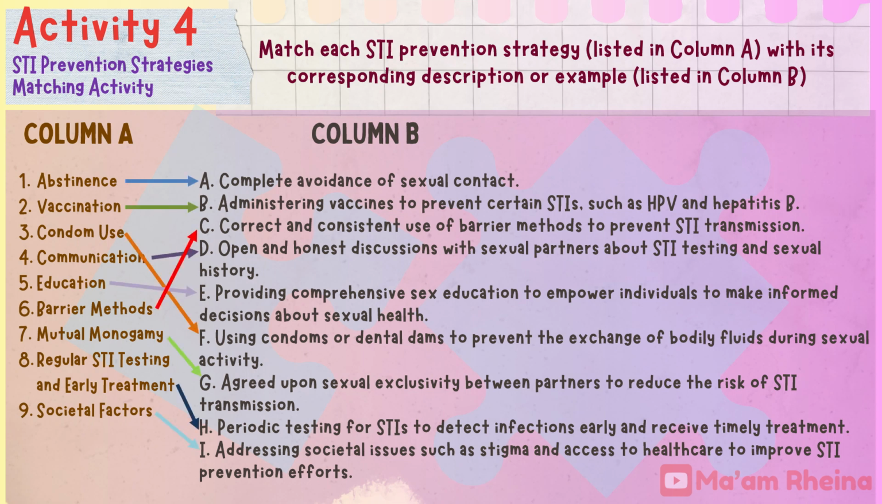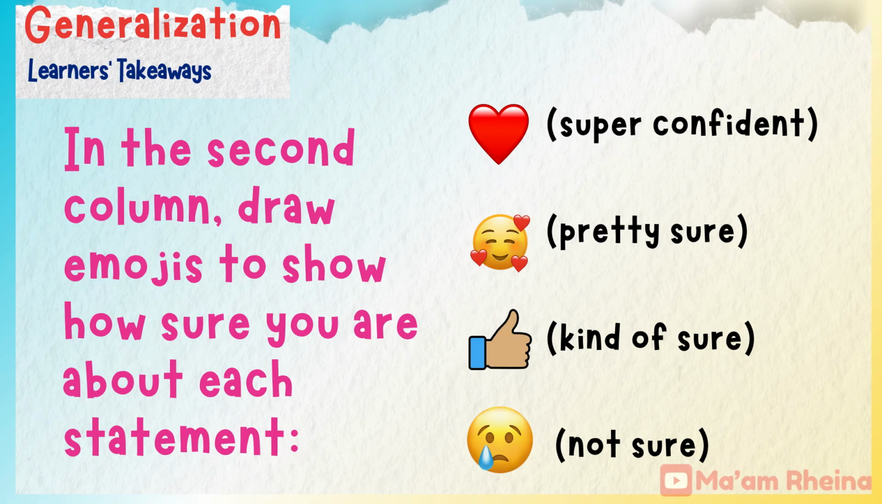Here's the correct answer. Nice work so far, grade 8 learners! Before we move on, let's pause for a bit and reflect on what we've learned with this quick activity. Here's what you'll do. In your notebook, you'll see some statements based on our lesson today. For each statement, draw an emoji that shows how sure you are about what it says.